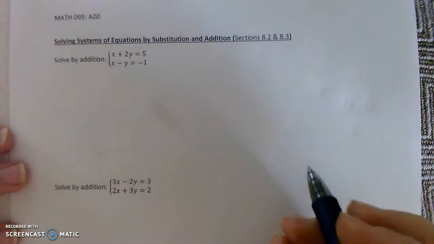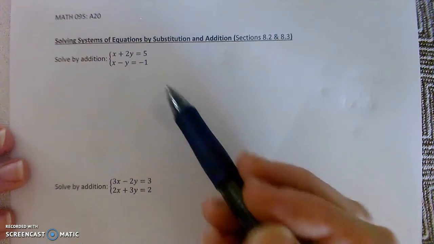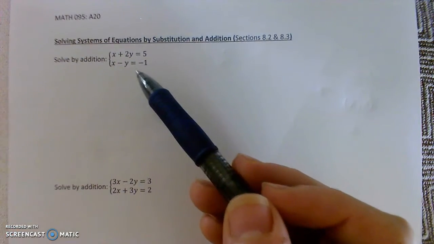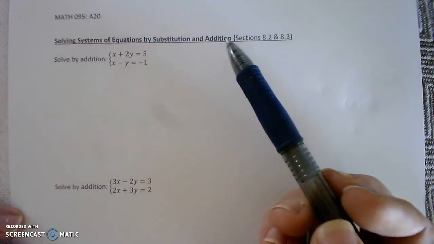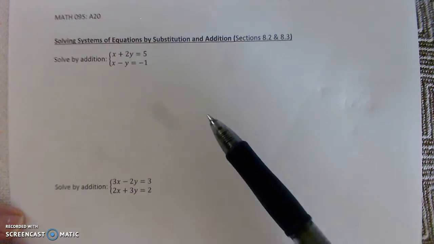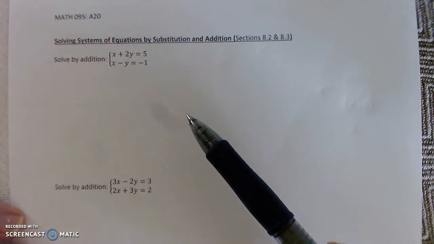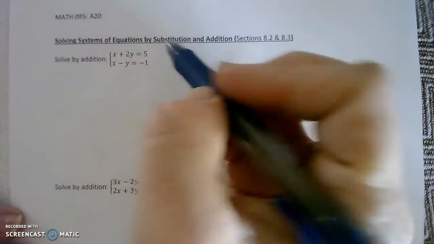Now we've already seen that you can solve systems by graphing, but that usually gives us an approximate answer, and we have to check to make sure that the point that we think is on the graphs of the two equations is actually a solution. So here's an algebraic way to solve a system. This is the method of addition.